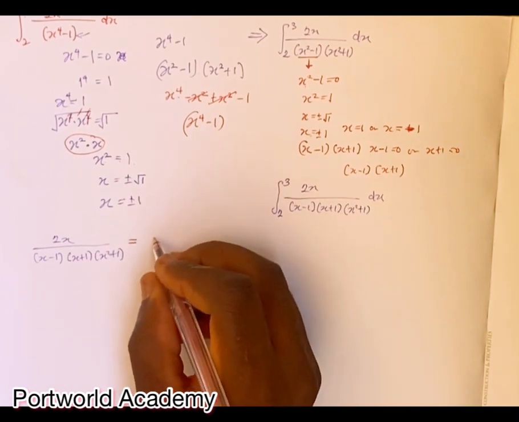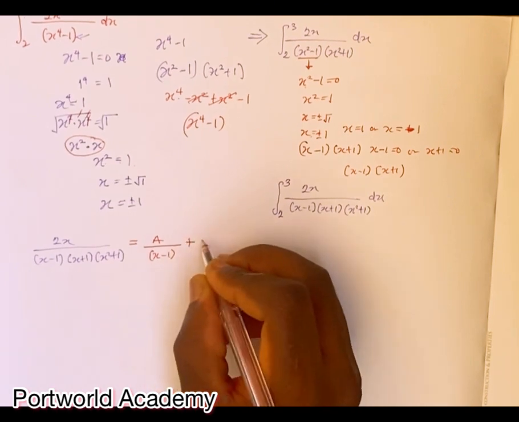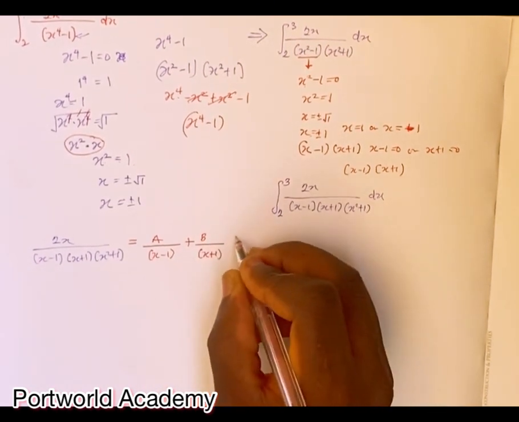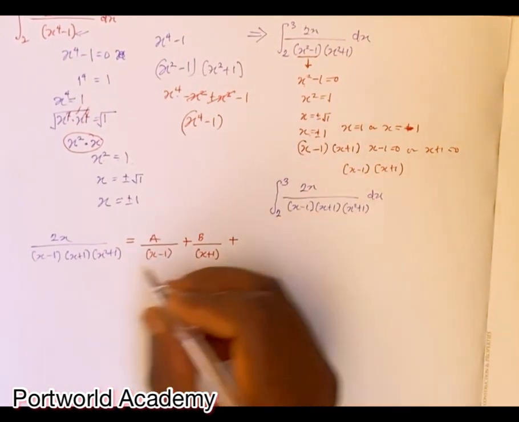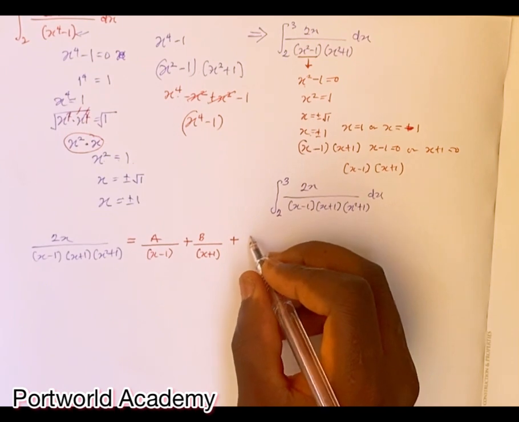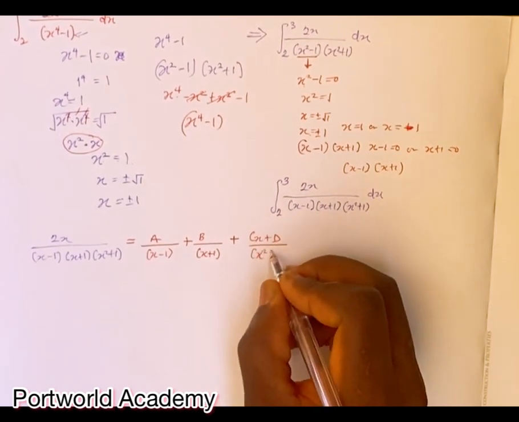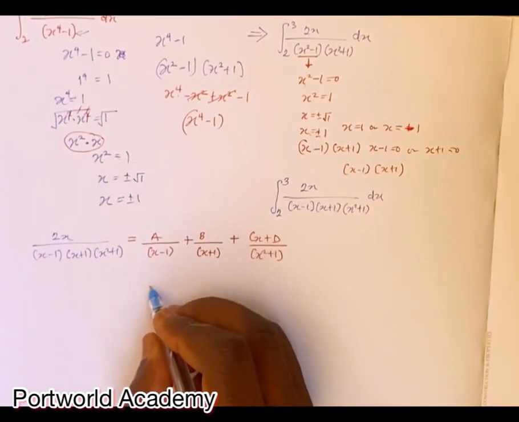Here I can just have it to be A divided by x minus 1, then plus B divided by x plus 1, then plus, here I'm having a quadratic function, that is a polynomial of degree 2, so this is going to be Cx plus D divided by x squared plus 1. So that's just it. Now let's just go ahead and resolve it into partial fractions.